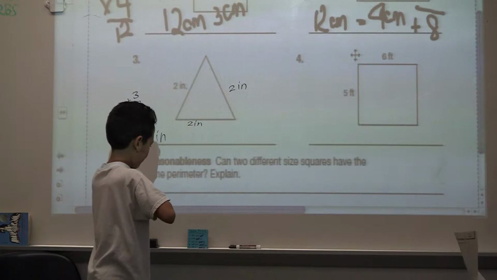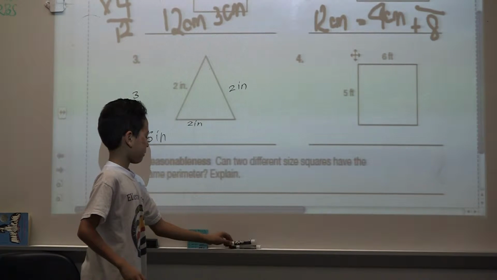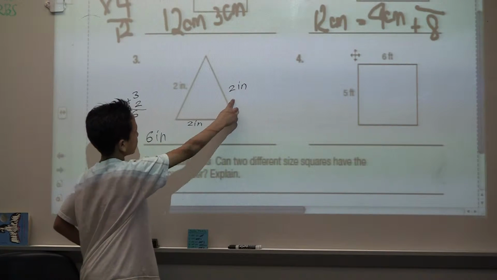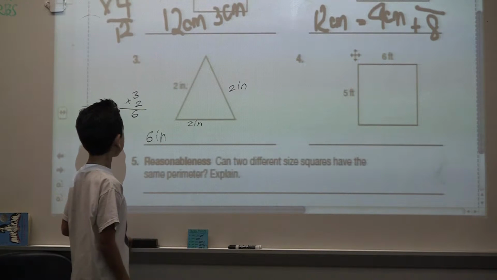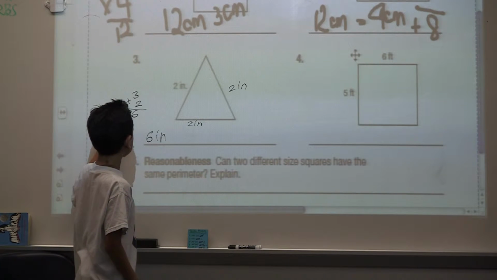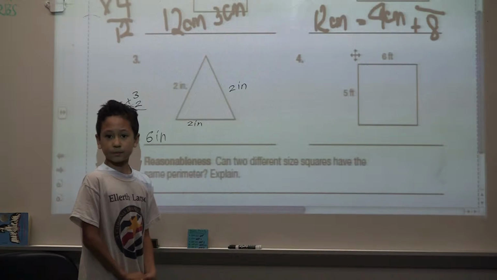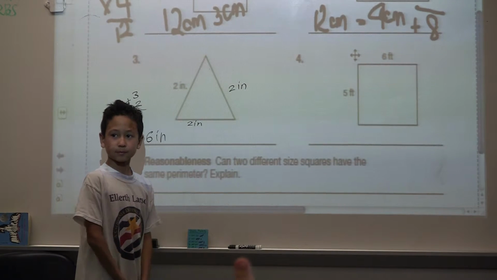Alright, Mr. Christopher, can you explain how you got that answer? First, I put 2 inches right here and 2 inches right here. Then I multiplied 3 times 2 and the answer got 6 inches. Alright, signal is thinking.